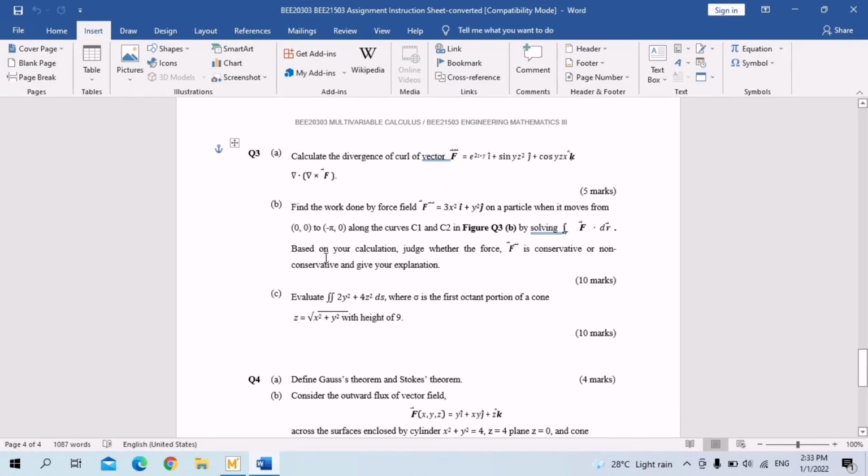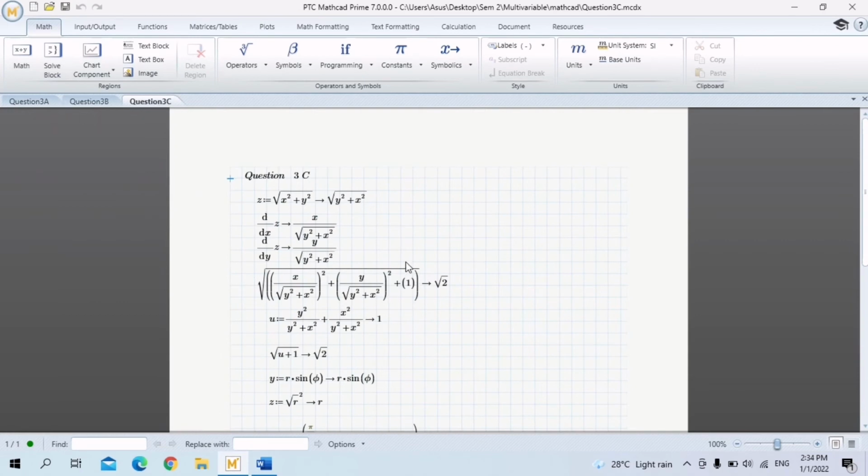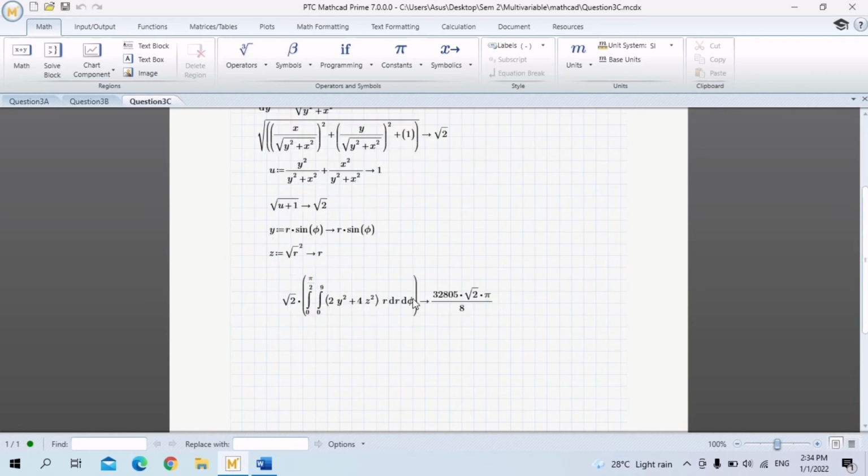For question 3c, we need to evaluate this given equation. This is the software simulation for this equation. As you can see, the final answer is 32805 times 2 square root 2 π divided by 8. This answer is also similar to the manually calculated answer.